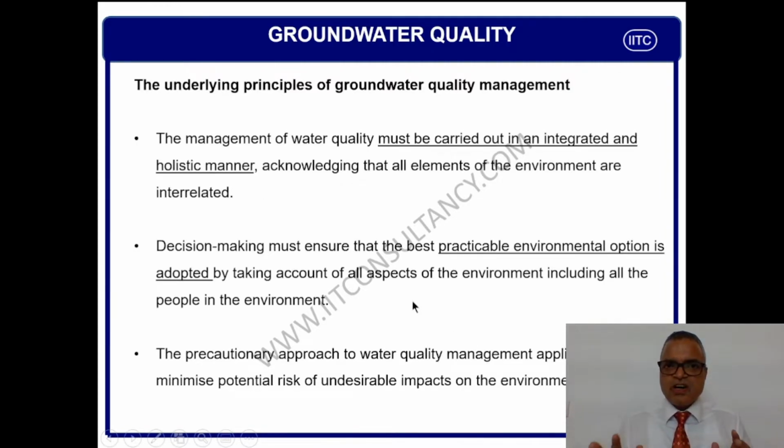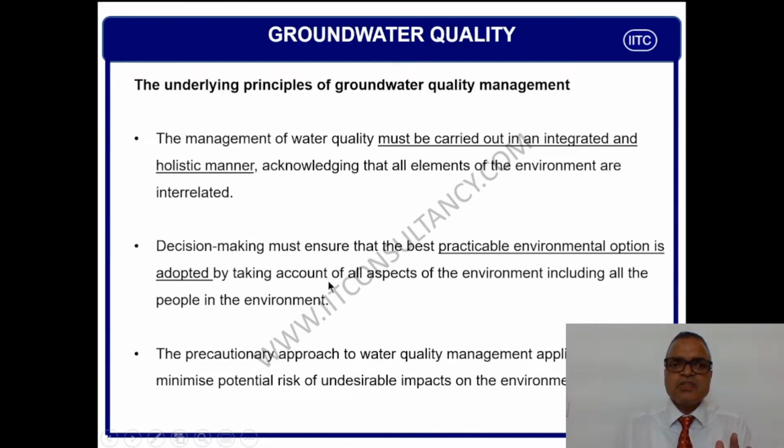The underlying principle of groundwater quality management, number one, is that management of water quality must be carried out in an integrated and holistic manner. We should not go for bits and pieces. We must do it in an integrated and holistic manner, acknowledging that all the elements of the environment are interrelated. So we must do water quality management in an integrated and holistic manner, not in bits and pieces and with partial sincerity. And we have to acknowledge that all the elements of the environment are interrelated.